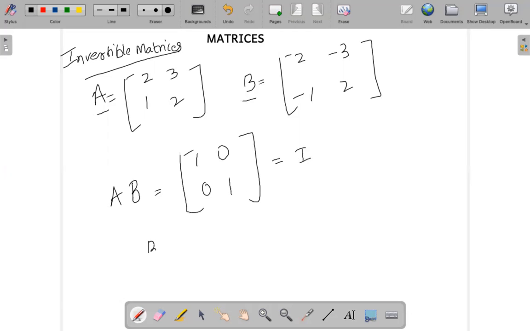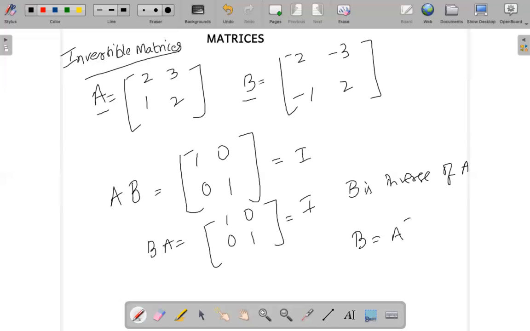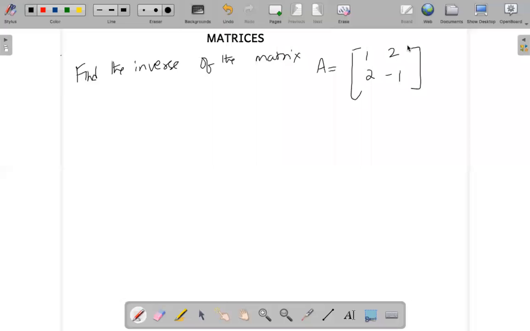And BA would also result to 1, 0, 0, 1, which is equal to I. So B is the inverse of A, or you can say that B is equal to A inverse. So this is about the invertible matrices or inverse.